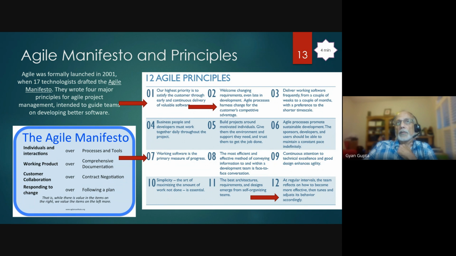So it's just important that we put the creativity where it belongs. Building projects around the motivated, that's not a big deal. Agile process promotes sustainable development. The sponsor, developer, and user should be able to maintain a constant pace indefinitely, right? That's your Kanban flow. The most efficient and effective method of conveying information within development is face-to-face conversation.